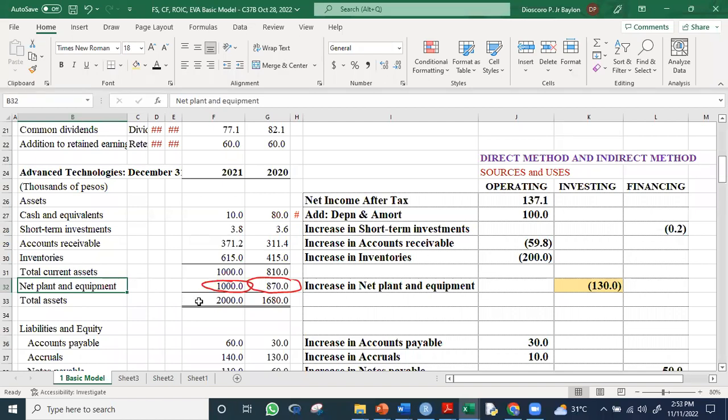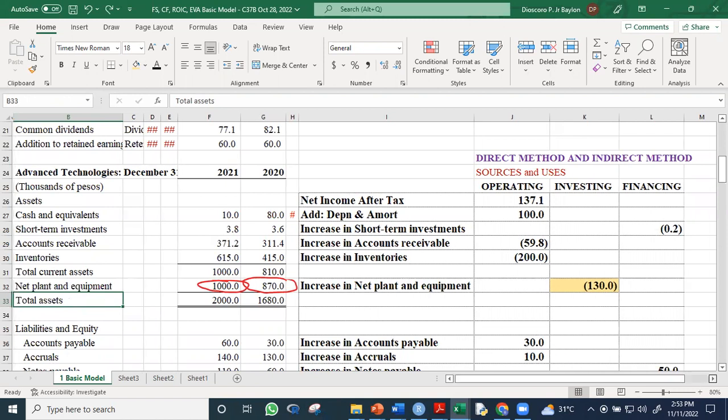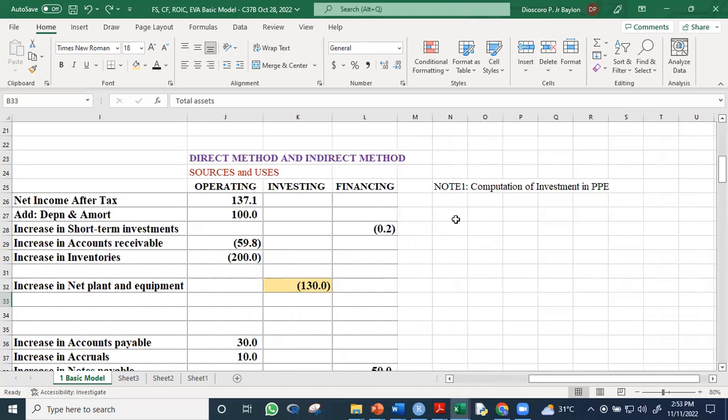Again, class, let me repeat that. If what we're given is PPE at cost, supposing this is PPE at cost, then whatever the difference here, we would have placed it in investment, and that would have been the correct one. But this is not PPE at cost because what we're given is PPE net. So let's come up with a flow.